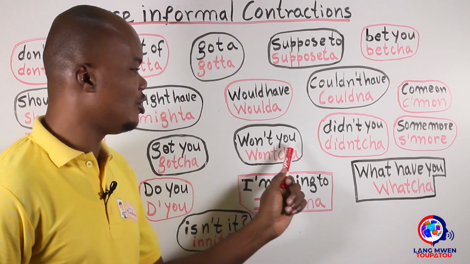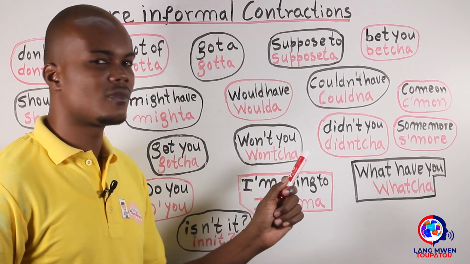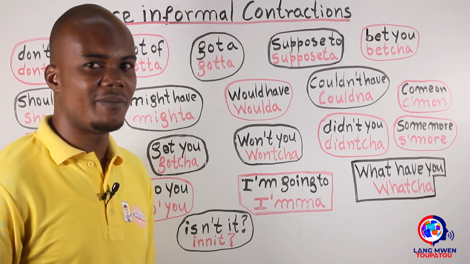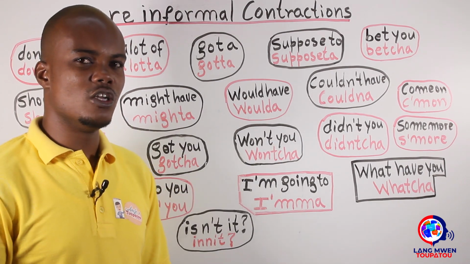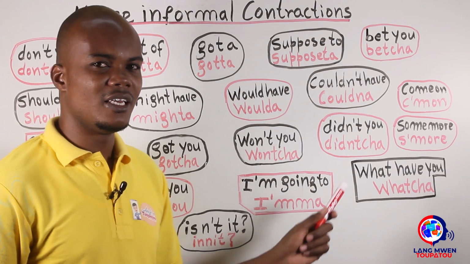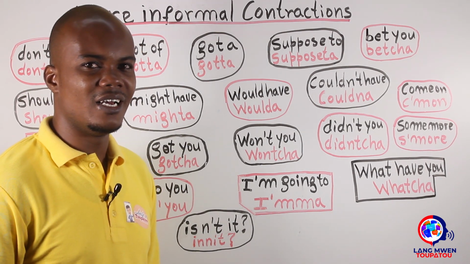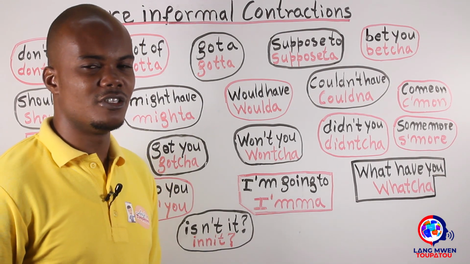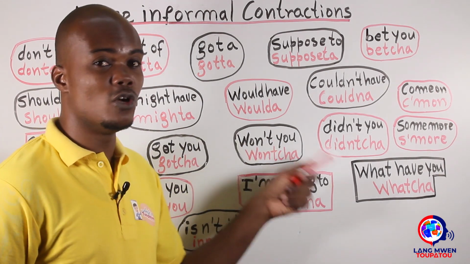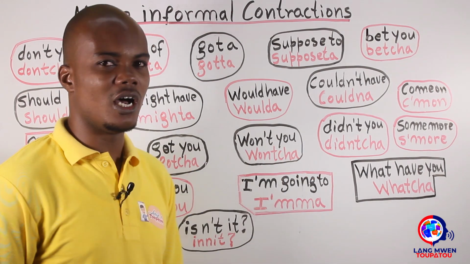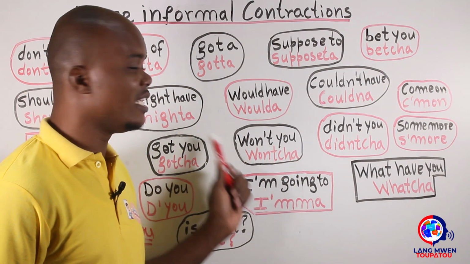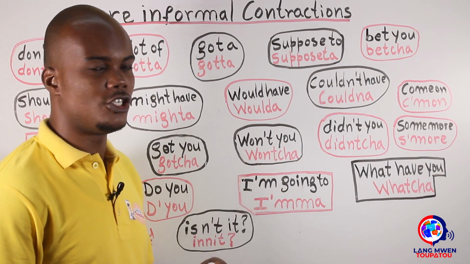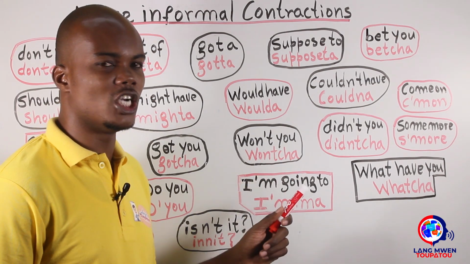Next is "won't you." When speaking fast, you say "want ya." You will go to the party, won't you? Vous allez à la fête, pas vrai? "Want you" becomes "want ya." It's the negation of the future, "will not" plus "you." Informally, they say "want ya."